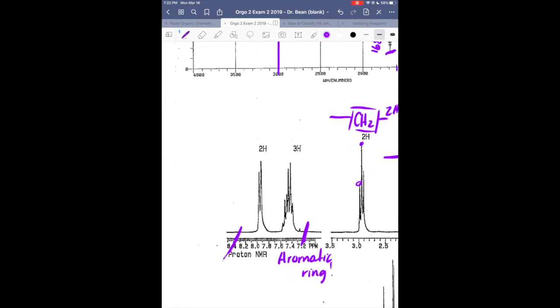This is our aromatic ring region. And our integration number is telling us that we have 5 protons. So if we have 5 protons on this, then what is our substitution of the benzene? How many substituents do we have? Non-hydrogen substituents, obviously. It's mono.